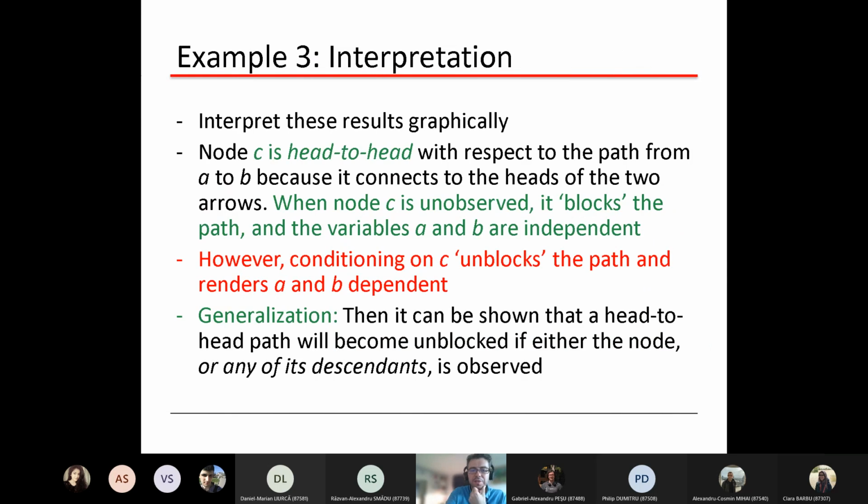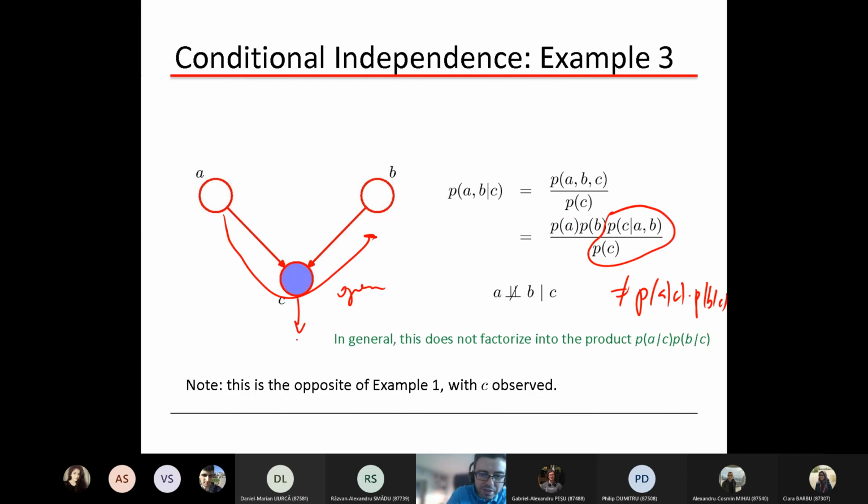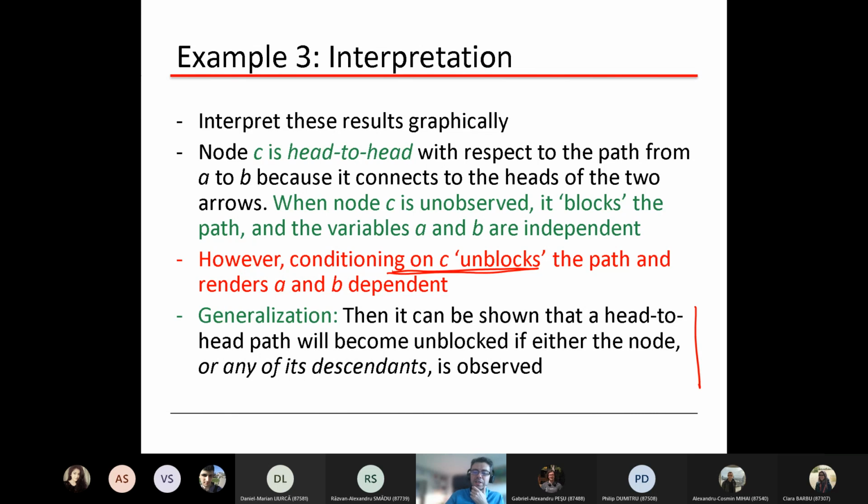So if we have a V structure or a head-to-head structure, if C is not observed, then the path is blocked and A and B are independent. However, if we condition on C, then we unblock the path and A and B become dependent from an inference point of view. And as a generalization, not only if C is observed, but if C has descendants and any of these descendants is observed, then the same is valid. So neither the node in the V structure nor any of its descendants should be observed in order for the nodes to be independent.